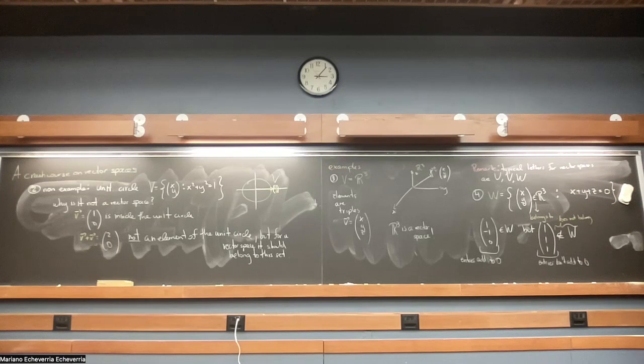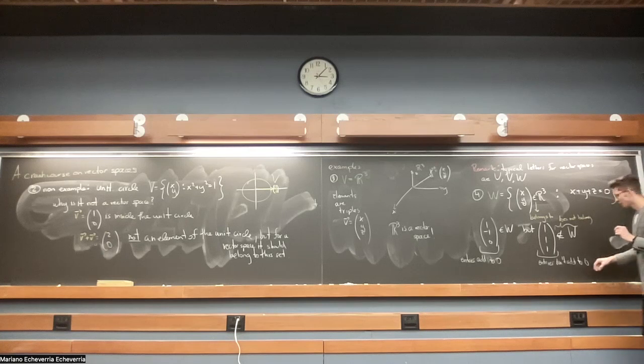So my claim is that this is actually going to be a vector space in its own right, and we have to check it. Here's a picture for what this looks like. I don't know if anyone can recognize this equation. Right, this is the equation of a plane for those who have seen this before.